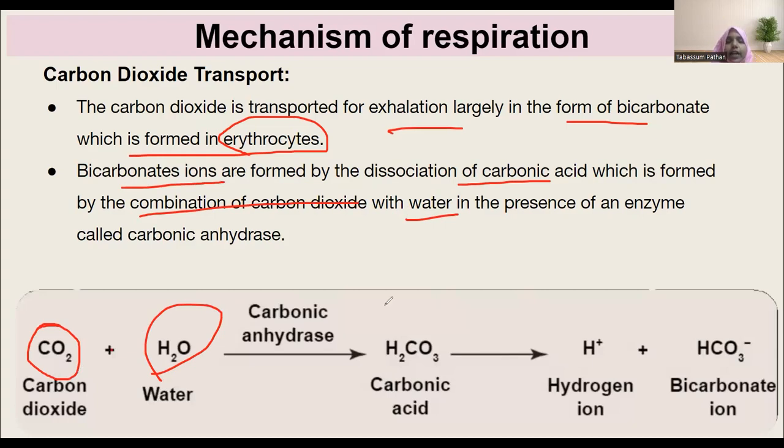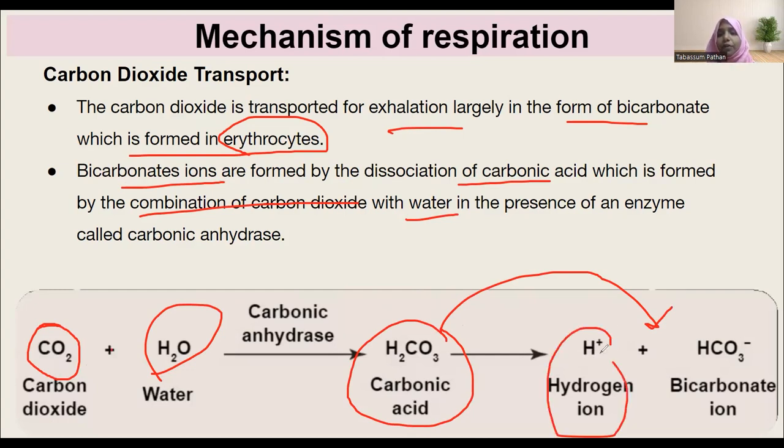Carbon dioxide plus water will combine and form carbonic acid. Then this carbonic acid dissociates: the H plus separates and the bicarbonate ion separates. If you remove the hydrogen ion from this, you are left with only one H and CO3 minus. This is your bicarbonate ion. So the carbon dioxide is trapped in this.